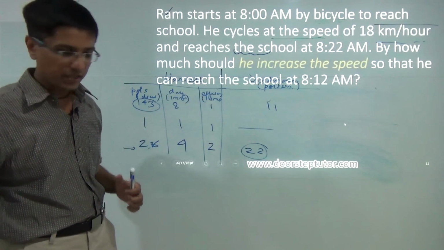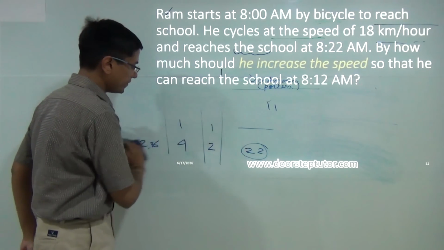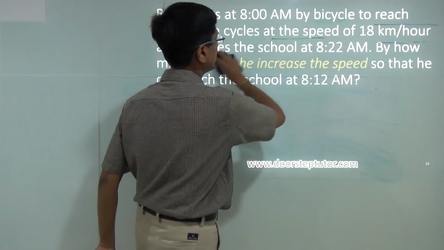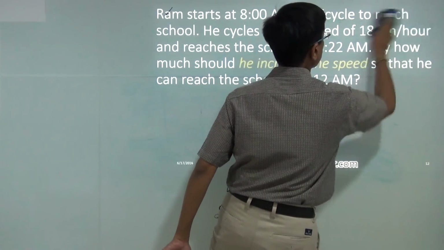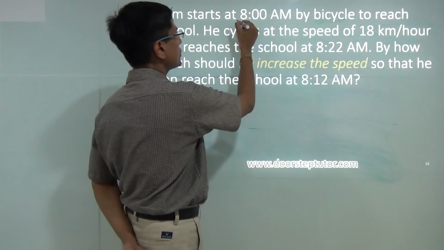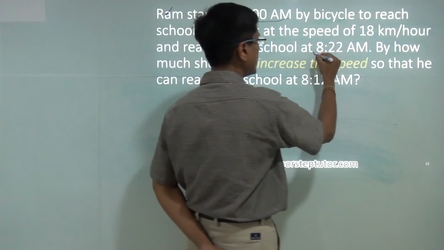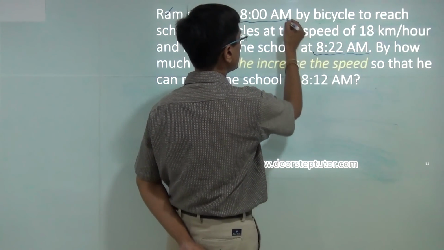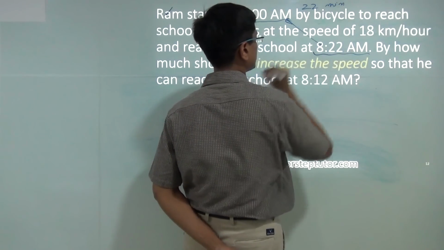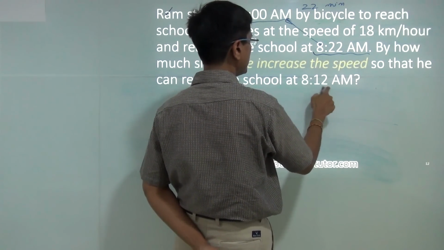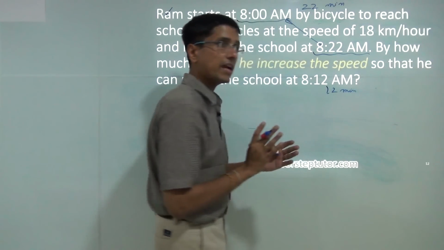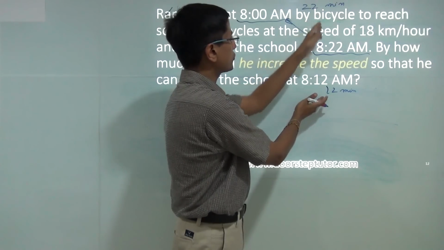This is another tricky question. Again, here instead of giving us the time directly, the examiner has given us the start point and the end point for an interval of time. So there is this person Ram who starts at 8 am and he reaches school at 8:22 am. So the time he takes is 22 minutes. Similarly, here the time he would take is 12 minutes, and this is something that we have to derive. These are the things that we have to use, 22 minutes and 12 minutes.